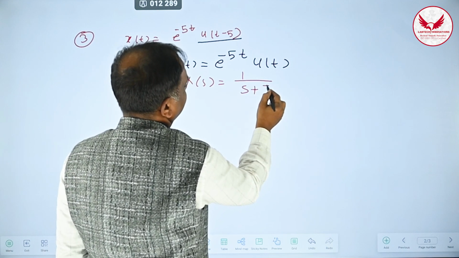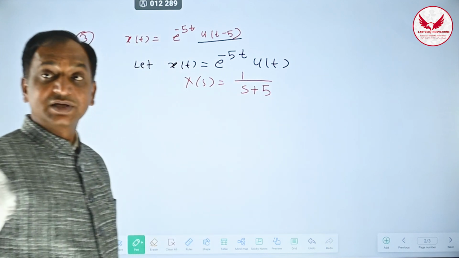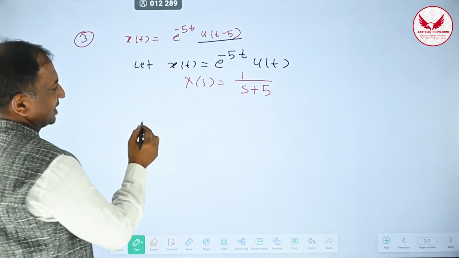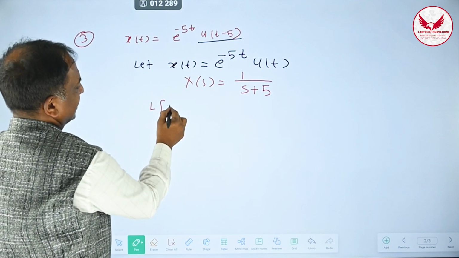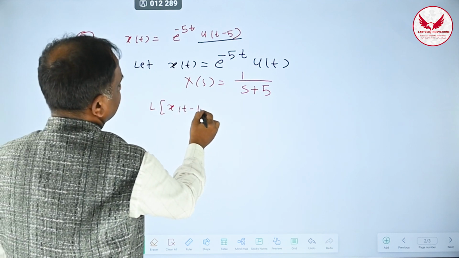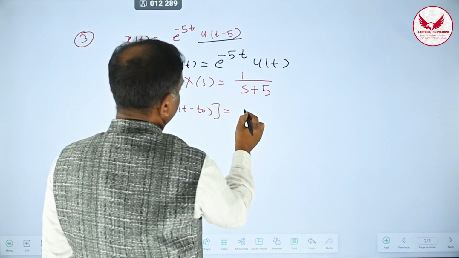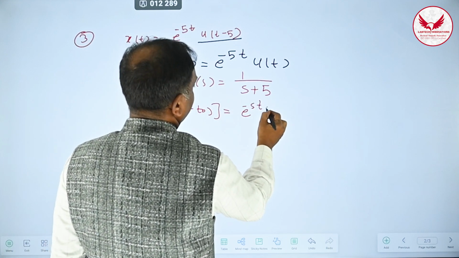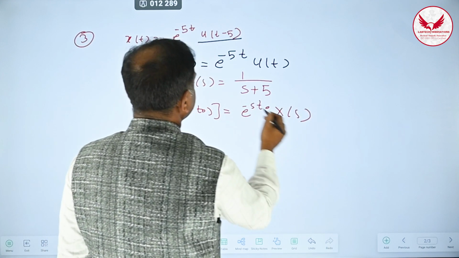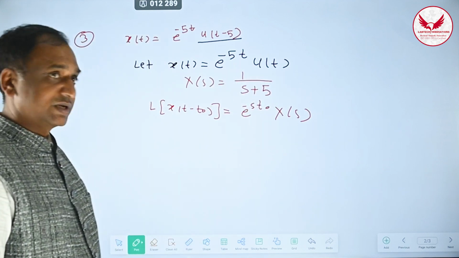That is, a is equal to 5. It is equal to 1 upon s plus 5. Now I will use the time shifting property: the Laplace transform of x of t minus t0 is equal to e raised to minus s t0 into X of s. Here X of s is 1 upon s plus 5.